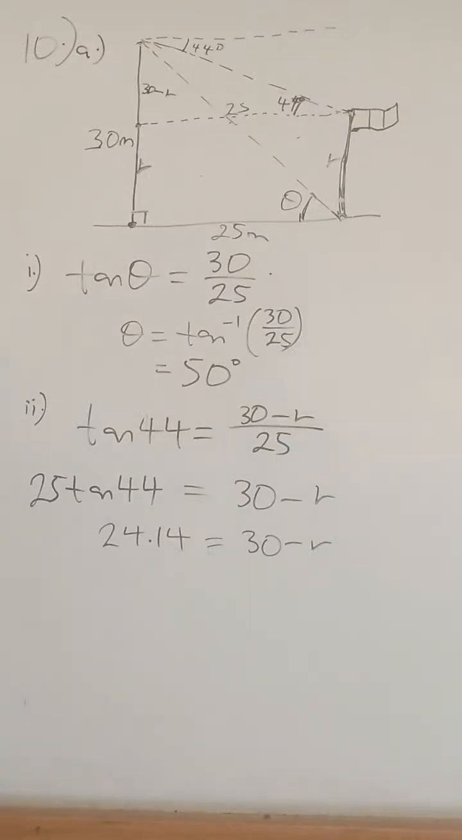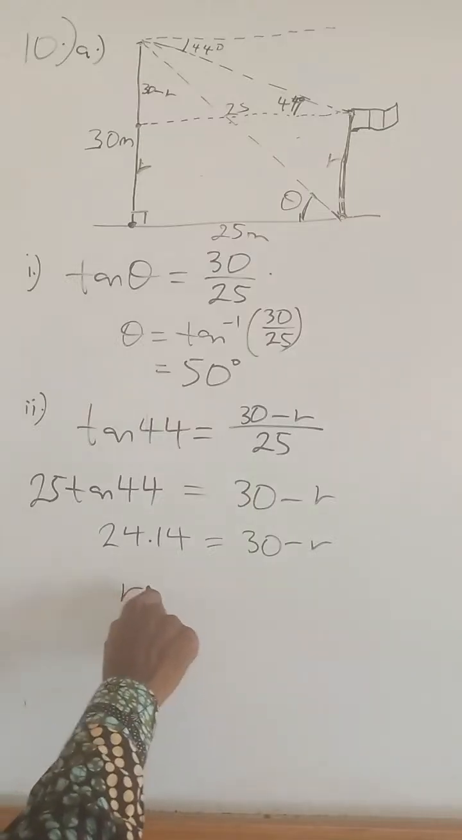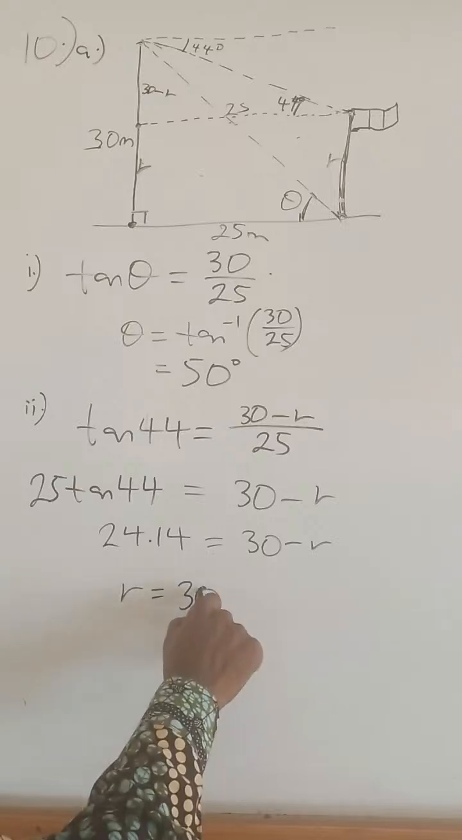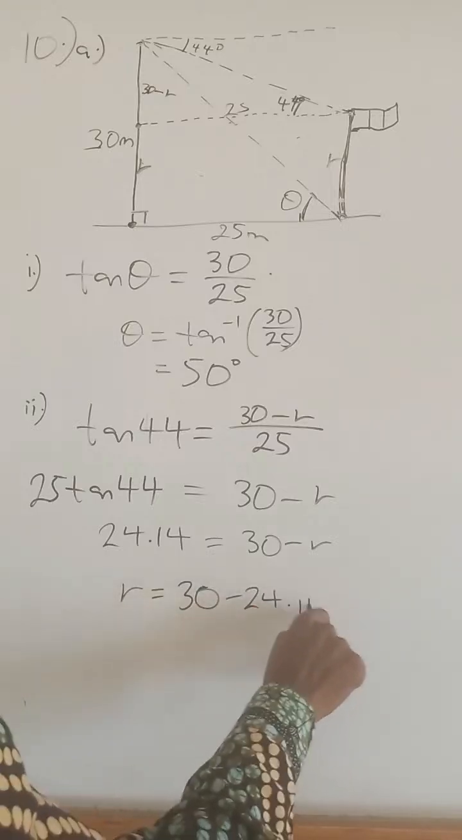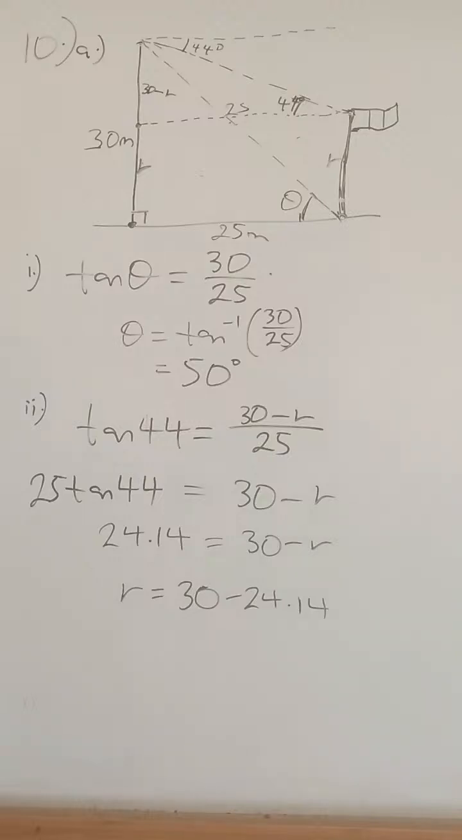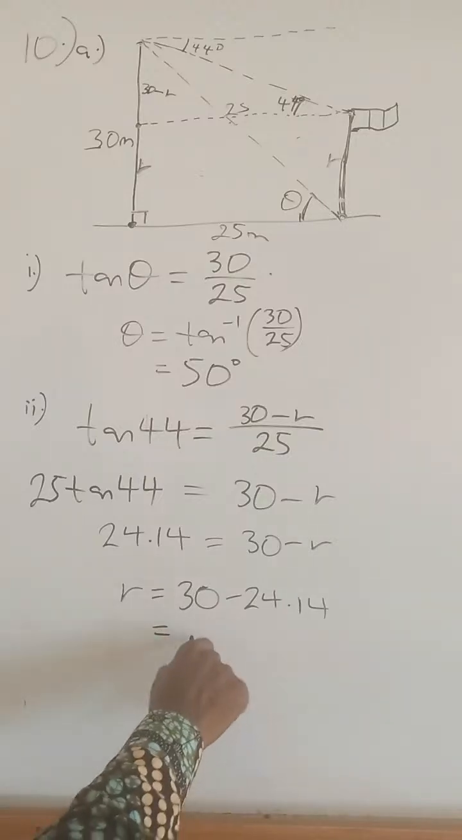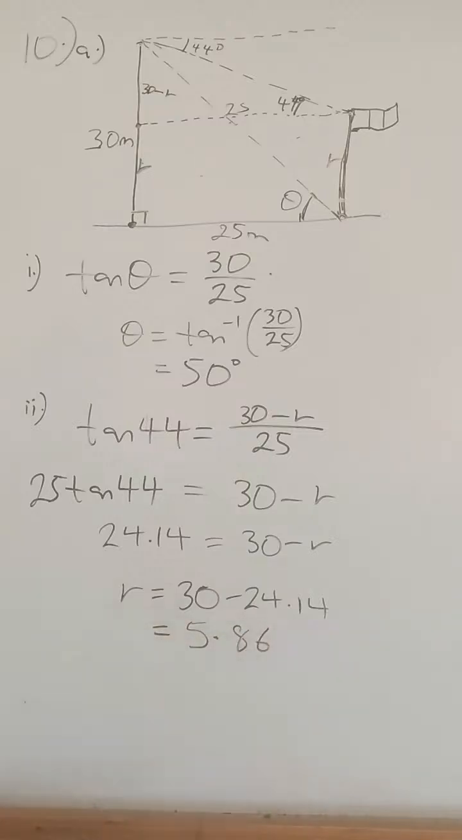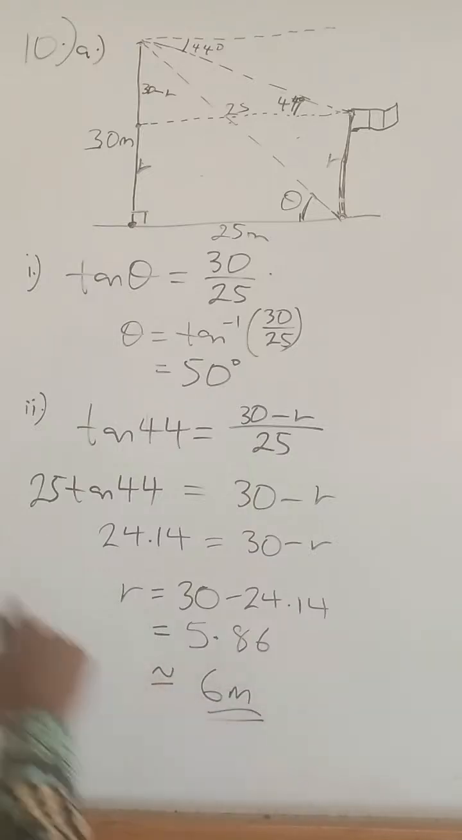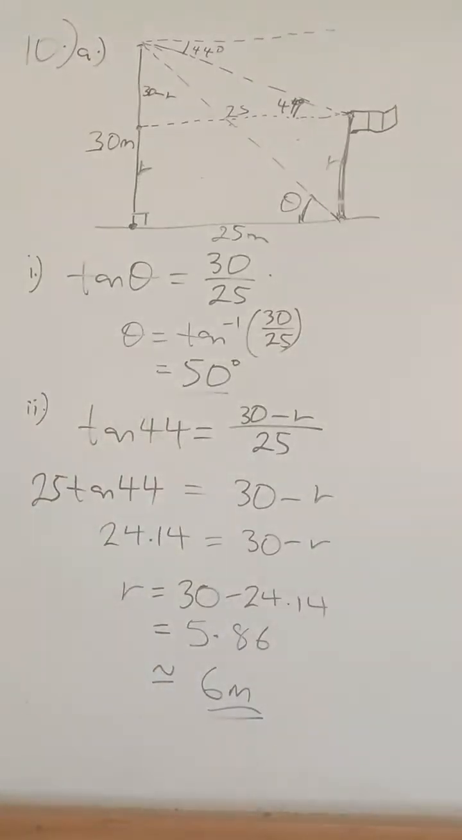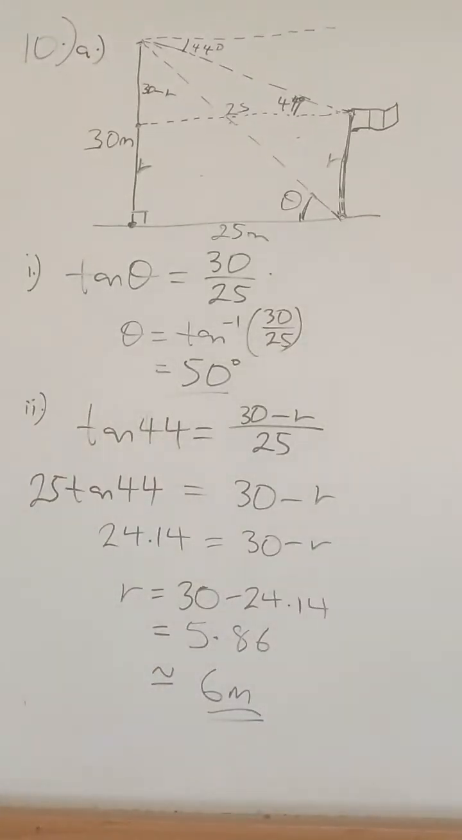At this point, you want to collect terms, and you have R to be 30 minus 24.14. This will give you 5.86. And then to the nearest whole number, you have 6 meters. So A has been done and dusted. We're moving on to the B parts.